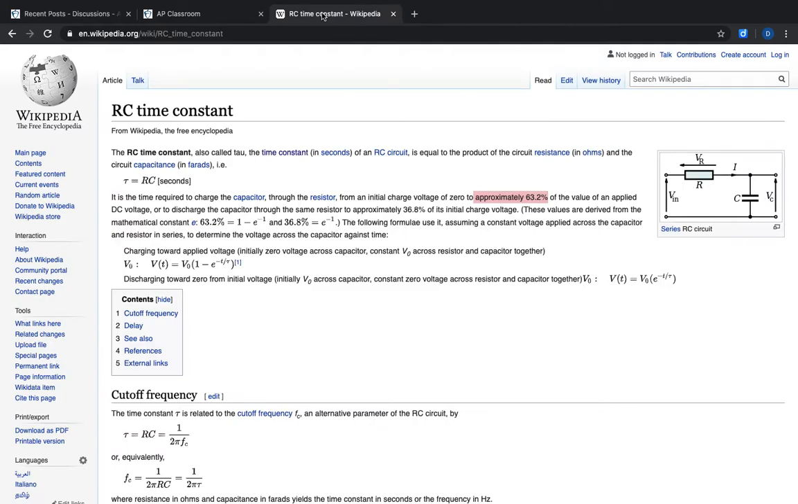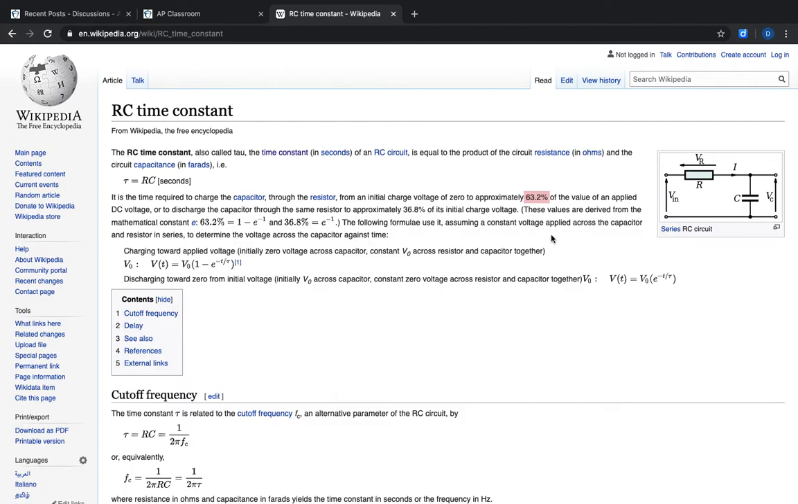So I just went to Wikipedia real quick, and for the time constant it says here, it is the time required to charge the capacitor through the resistor from an initial charge of 0 to approximately 63.2% of the value of an applied DC voltage. And since voltage is proportional to charge, that means that the time constant is going to be the time at which the charge reaches 63.2% of its full charge.